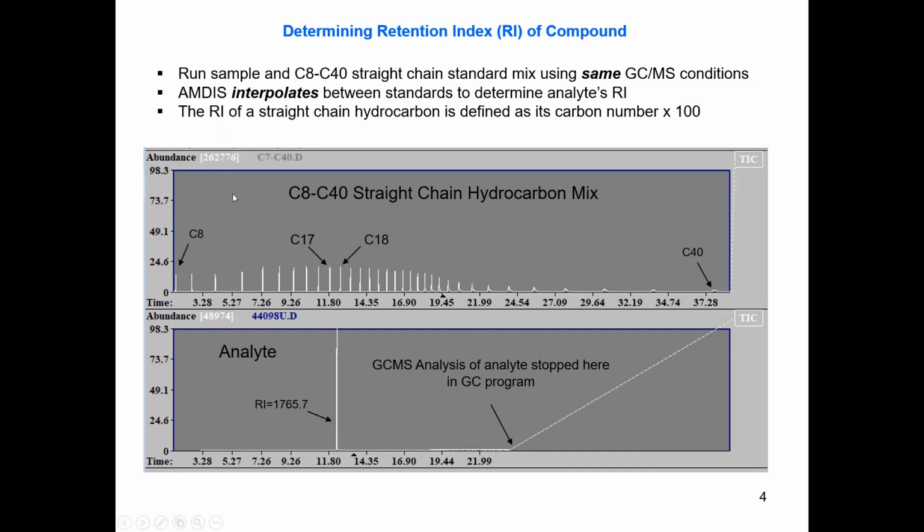So you can see below on the top we have the total ion chromatogram for the C8 through C40 straight chain hydrocarbon mix, with the C8 all the way to the left, the C40 all the way to the right. In between we're trying to interpolate to determine the RI of the analyte between the C17 and C18, to determine that it was 1765.7. You'll note on the side over here the baseline rises. That's just due to an artifact in the analysis. I stopped the analysis here on the temperature program because there was no useful data here, but the data system just fills that in as a straight line.